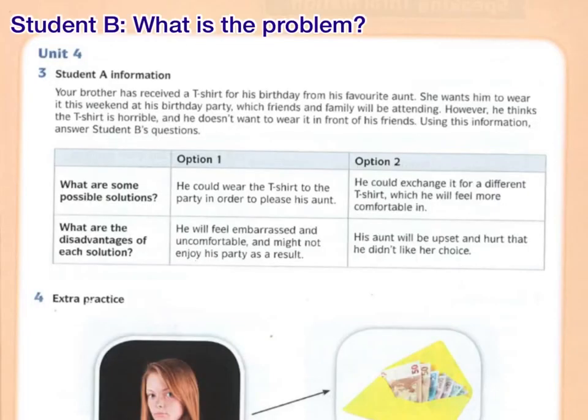What is the problem? So, student A can answer, my brother has received a t-shirt for his birthday from his favorite aunt. She wants him to wear it this weekend at his birthday party, which friends and family will be attending. However, he thinks the t-shirt is horrible and he doesn't want to wear it in front of his friends.